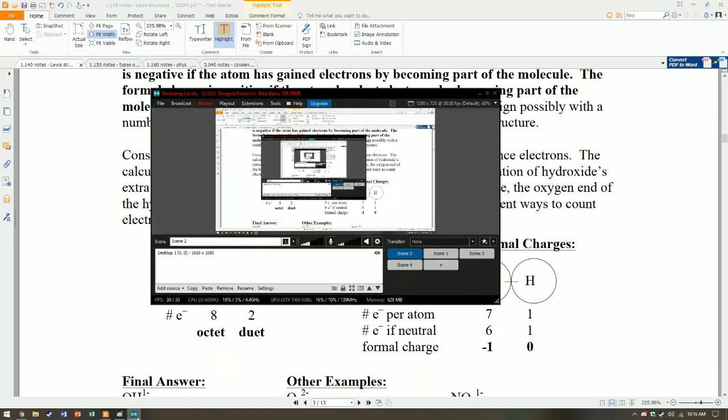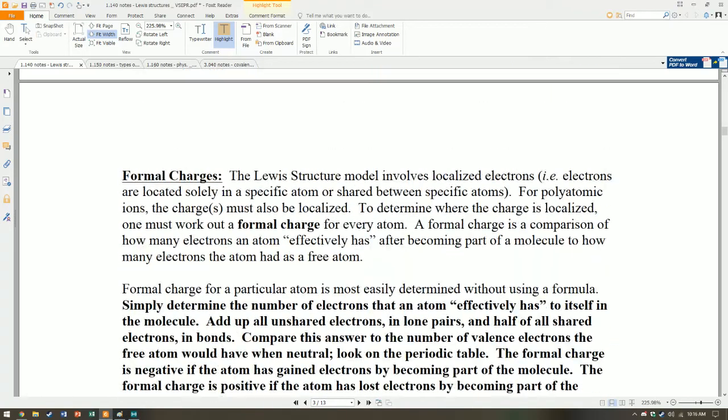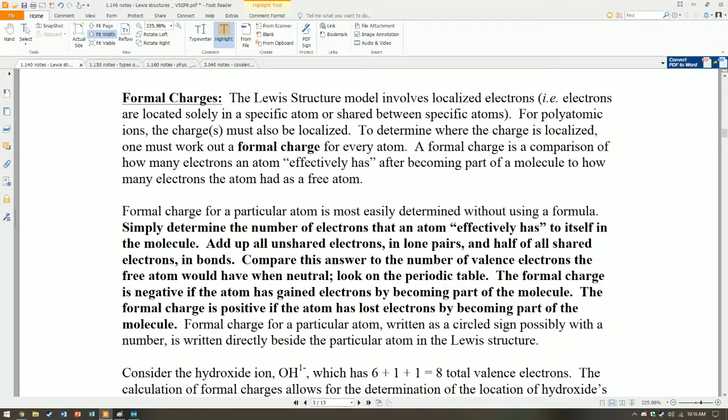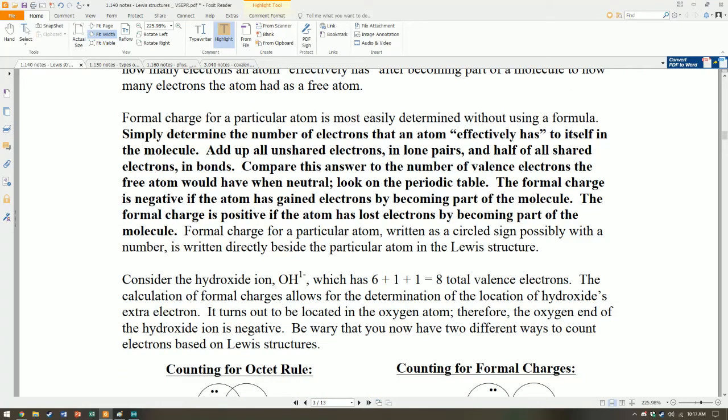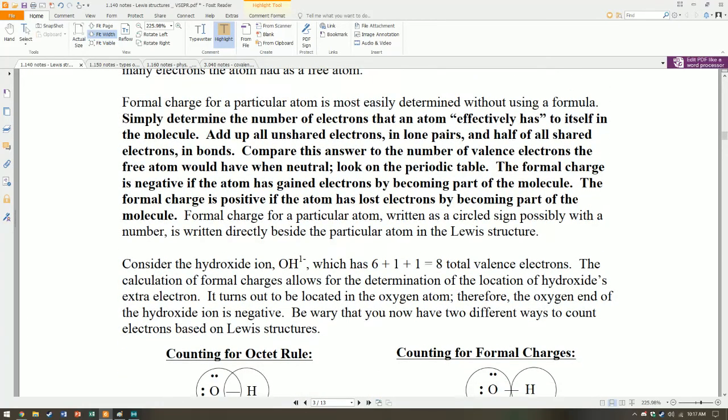Although it's not on the standard level syllabus, I'm going to go over formal charges anyway. Lewis structures involve a model of localized electrons, i.e., they tend to be in one region. However, not every molecule has this when we discuss resonance later on. And to determine where a charge is, and for the case of polyatomic ions, the charge must also be localized. Therefore, we use the formal charge to do that. Formal charges, there's a formula for it. I'm not going to use it. I'm going to teach you a different way.